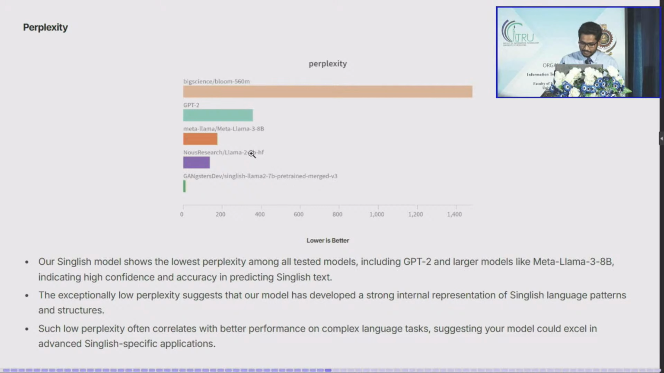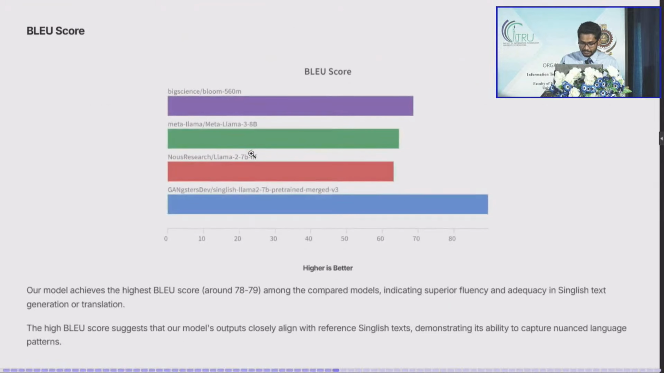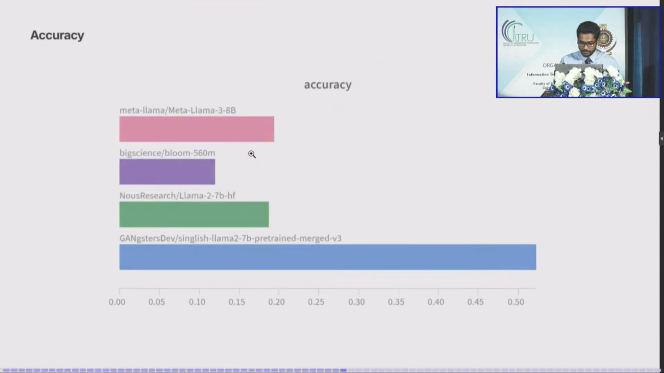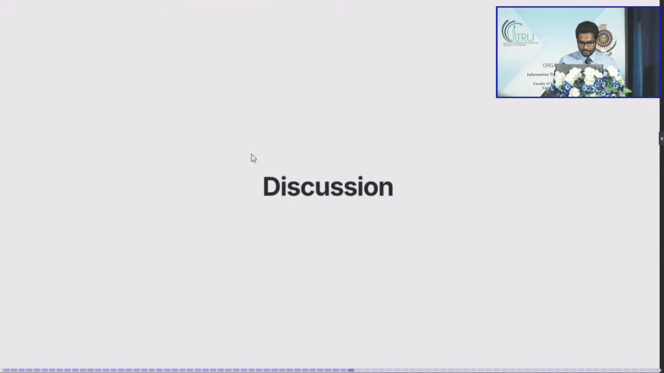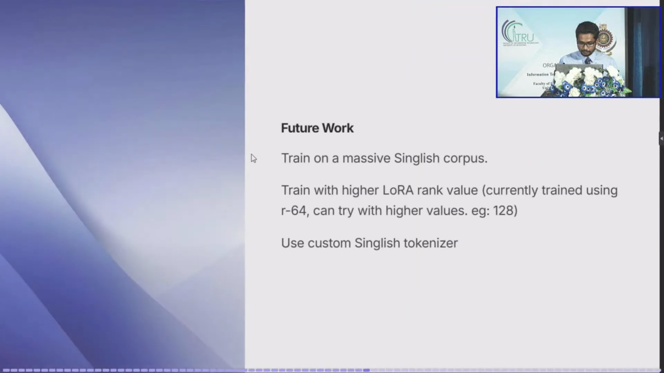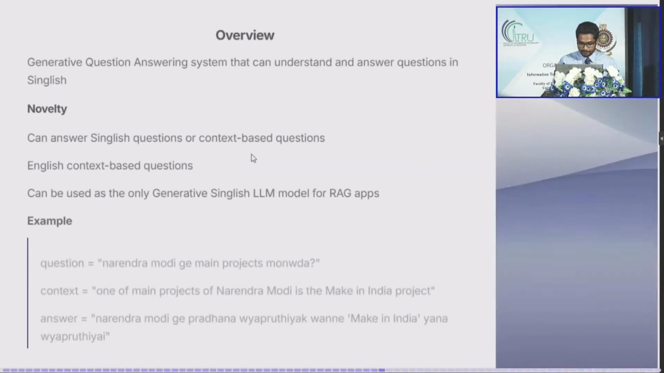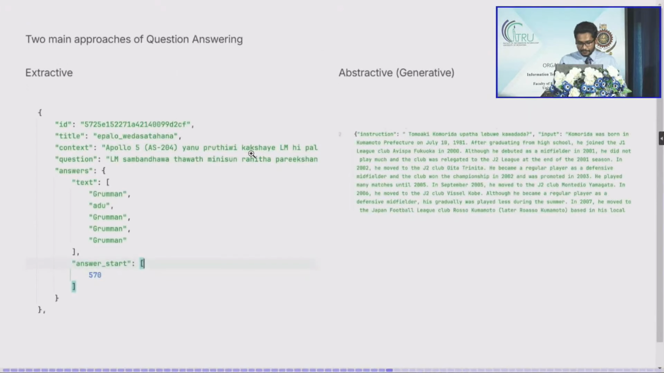And we tested the upstream task, with the Perplexity comparatively low compared to the open source models already available for Singlish, and the BLEU score was comparatively high as well. And if I go to the downstream task, we first tested with question answering. We used extractive question answering and abstractive question answering, and we used the extractive for GPT-2 and abstractive for the Llama models.